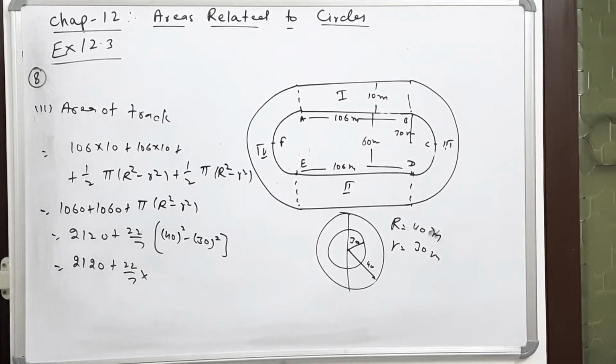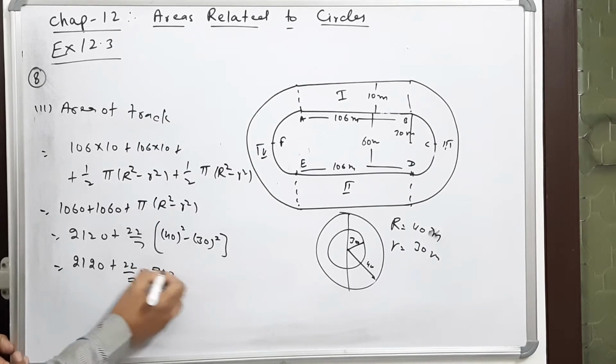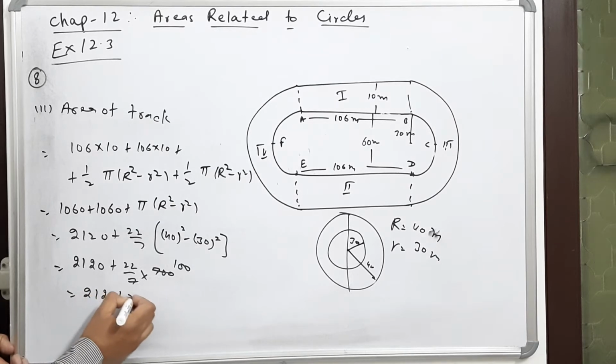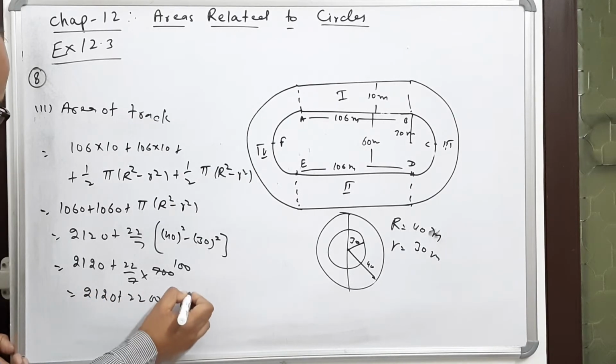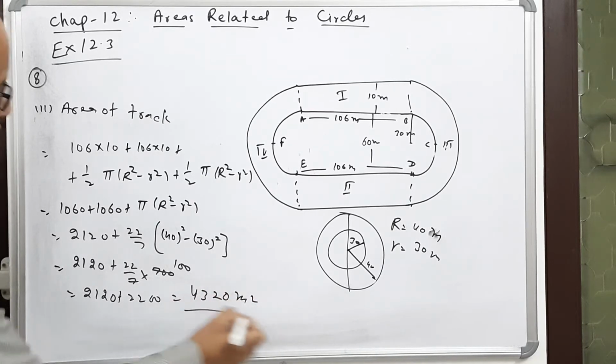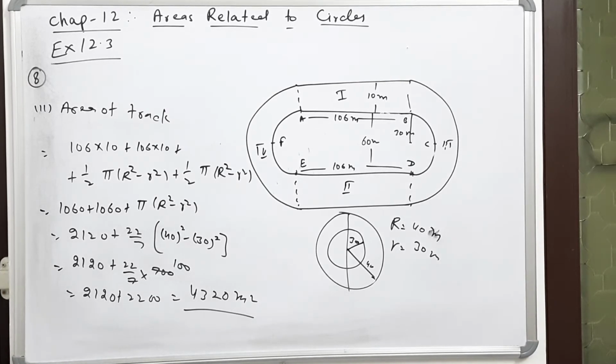As I told you, 1600 minus 900, it is 700. So it is 100. So 2120 plus 2200. Final answer is 4320 meter square. This is the important sum. This can be asked even in the case study also. Please prepare this problem very nicely. This is the practical sum in this exercise.